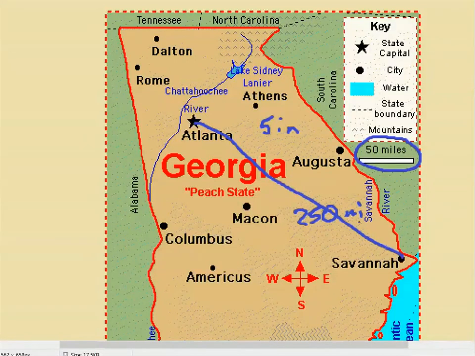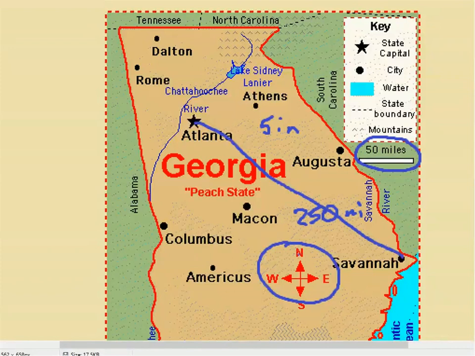So we can see on here we've taken a value, 5 inches, this distance on the paper, and we're making it represent a larger distance in real life of 250 miles using that scale. We also then have on the maps a compass rose, which gives us our north, south, east, west directions.